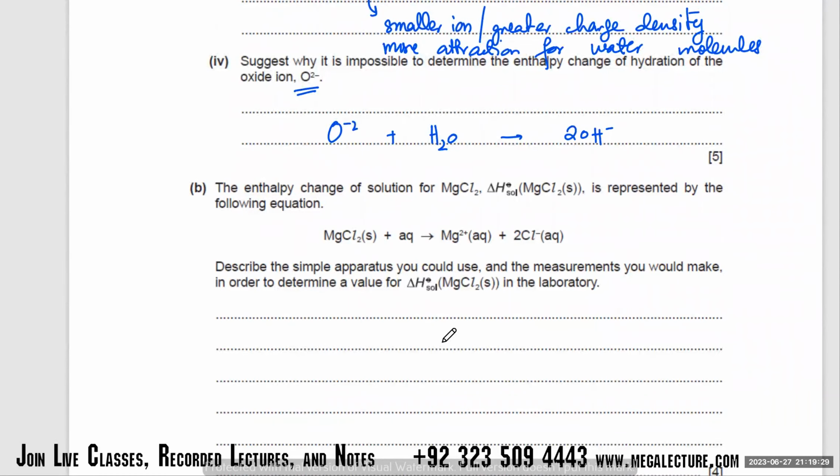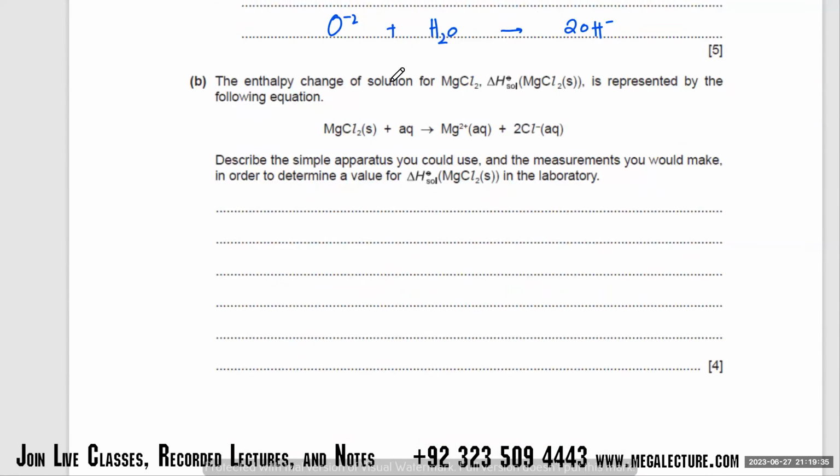So this one is that he's saying, so we're going to do paper 5 related experimental stuff. We're going to do that later, but it's a simple question. He's saying that enthalpy change of solution of MgCl2 is represented by the following equation. Describe the simple apparatus you could use and the measurements you would make in order to determine the value of enthalpy of solution. So what is enthalpy of solution? Just take MgCl2, just take water in a beaker, put MgCl2 in it and dissolve it. And use a thermometer to figure out what amount of energy is released or absorbed.